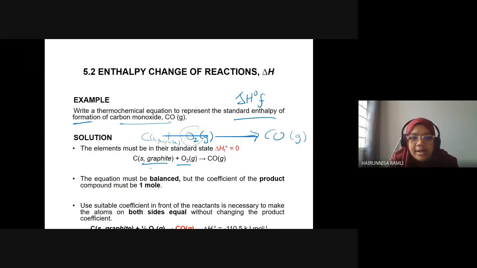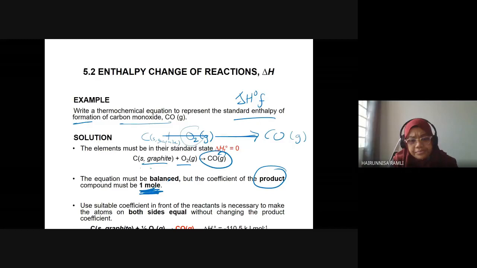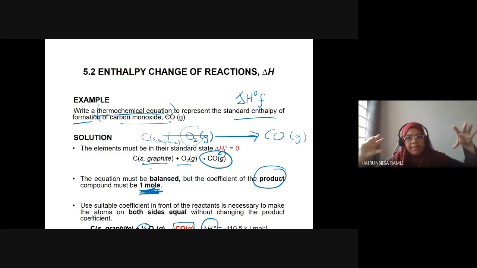Okay, syarat dekat sini lah. Balance equation but the coefficient of the product must be one mole. Okay, jangan usik apa-apa kat sini. You balance kan? That's why kat sini oxygen will become half. You punya CO akan jadi one mole. Okay? And bila kita kata thermochemical equation, dia mesti diakhiri, okay? Must ended with delta HF naught equals to what value? Dalam satu equation tu, selain chemical equation yang biasa, ujung tepi belakangan tu mesti ada delta H tu, negatif apa, positif apa.